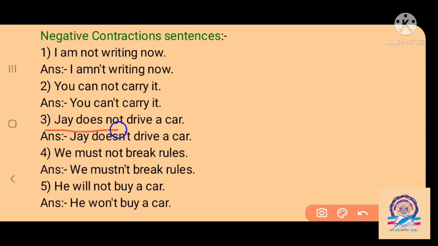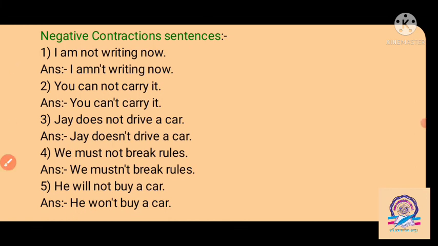Then 'Joy does not drive a car.' Does not changes into doesn't in a negative contraction. Our answer is 'Joy doesn't drive a car.' Then 'We must not break rules.' Must not changes into mustn't. So we can say 'We mustn't break rules.' Then 'He will not buy a car.' Will not changes into won't. So our answer is 'He won't buy a car.'